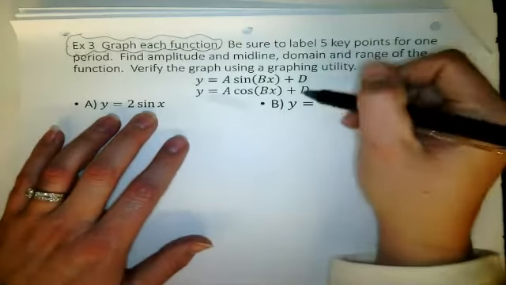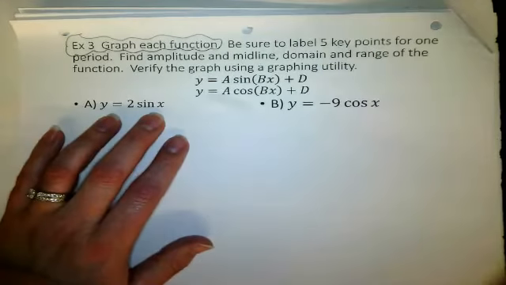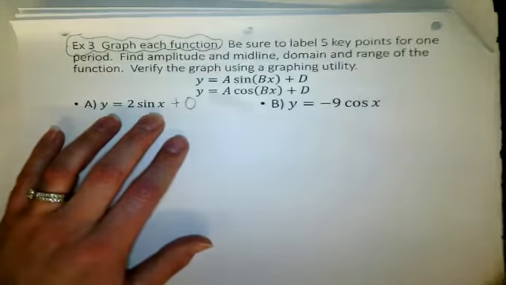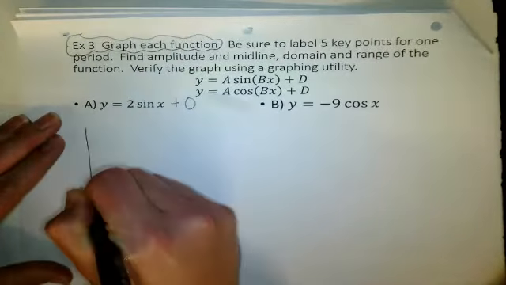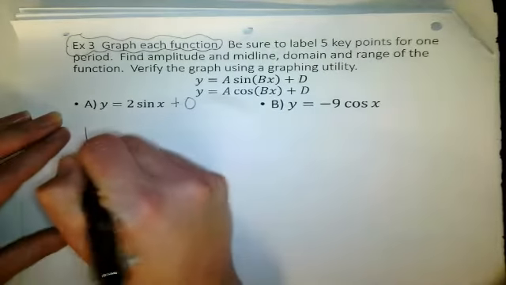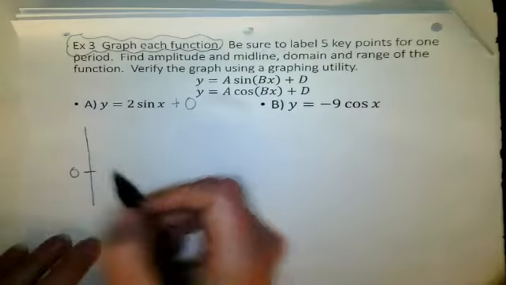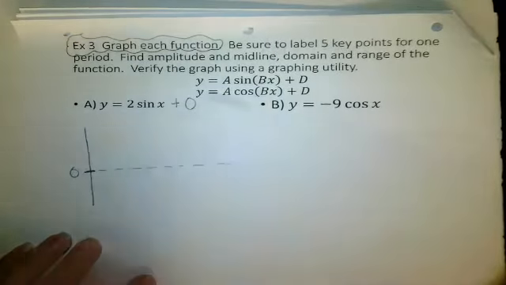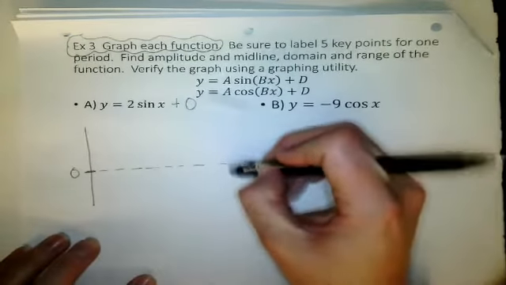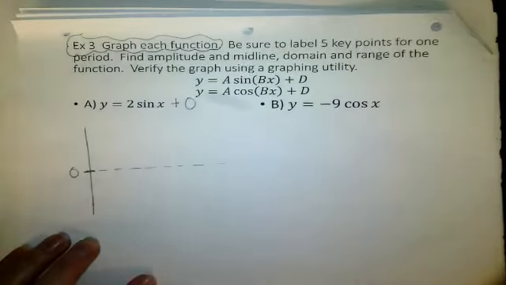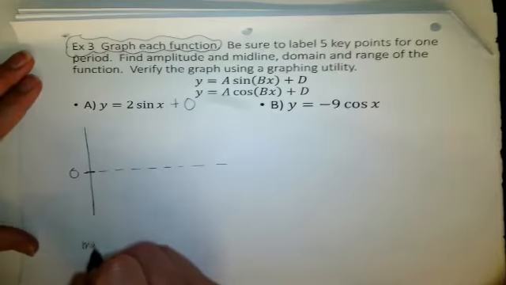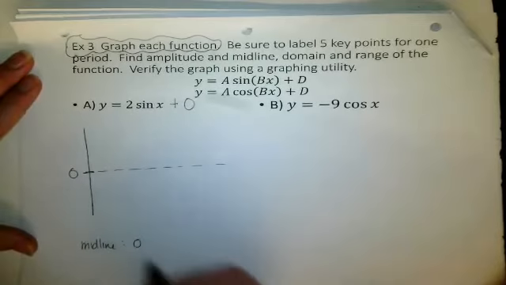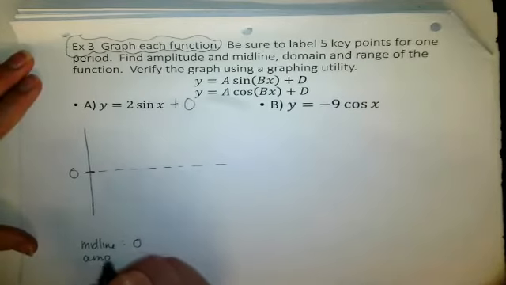So what's the D value? Zero. Nothing there, so it's 0. So what I'm going to do is always start by graphing my vertical axis, and my midline is at 0. I'm just going to do a dotted line. That happens to be the x-axis in this case, but that's my midline. I'm just always going to use a dotted line. I should write that down: midline is 0.